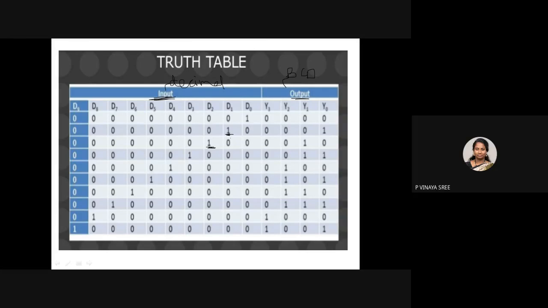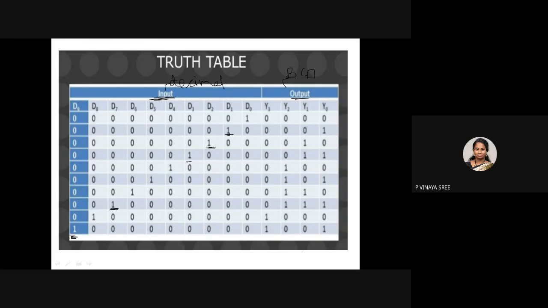So if D1 is high, you will be getting 0, 0, 0, 1. If D2 is high, you will be getting 0, 0, 1, 0. If D3 is high, 0, 0, 1, 1. If D7 is high, you will be getting output as 0, 1, 1, 1. If D9 is high, you will be getting output as 1001. In this case, you're not going for priority. You know that there are 10 inputs, and at any time only one input will be high. Based on that, you generated a truth table.